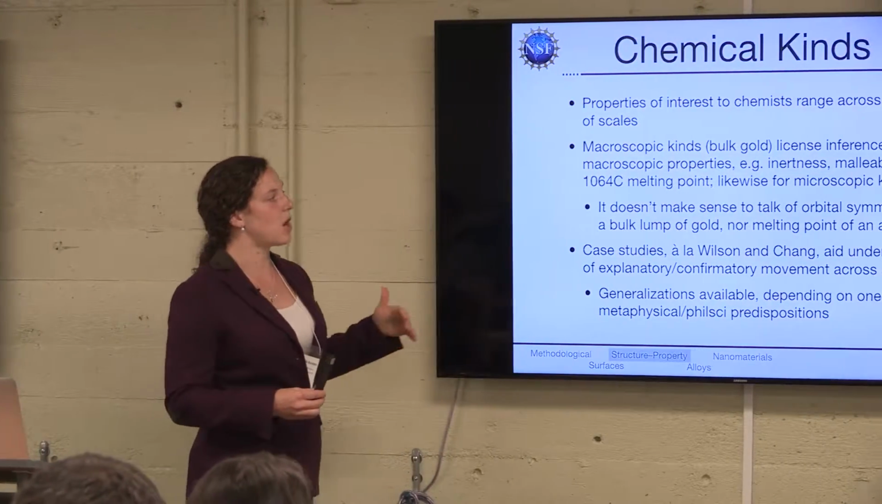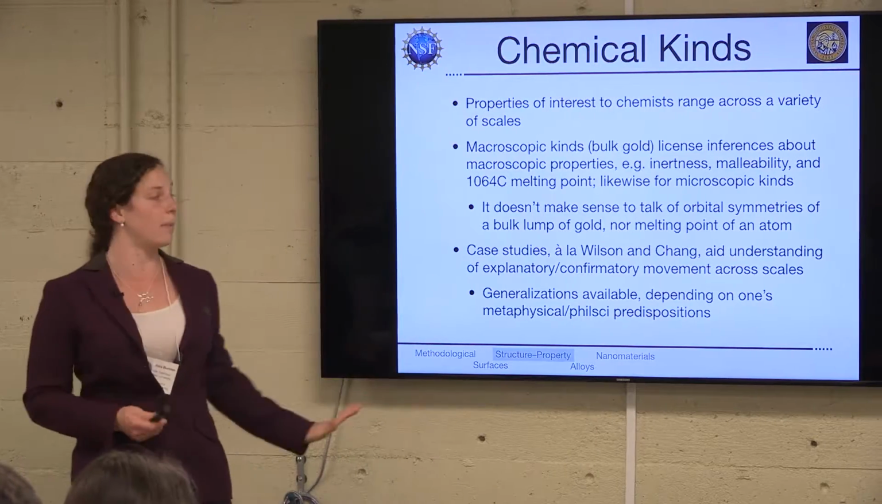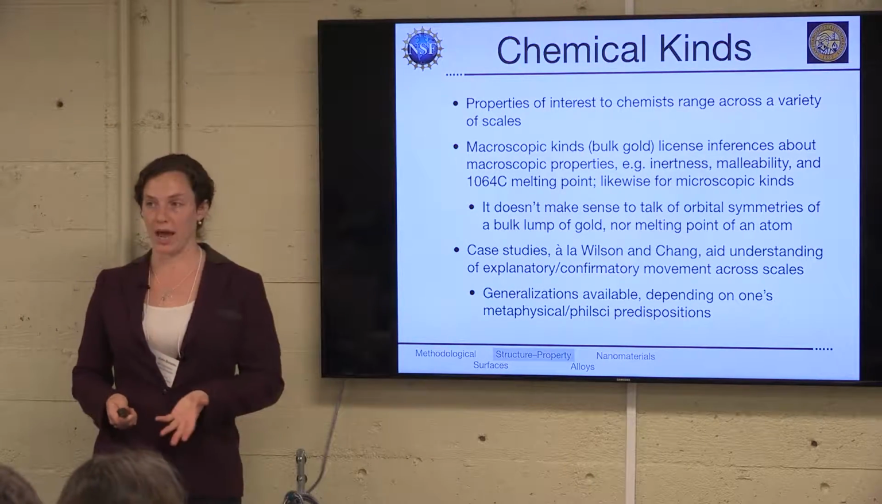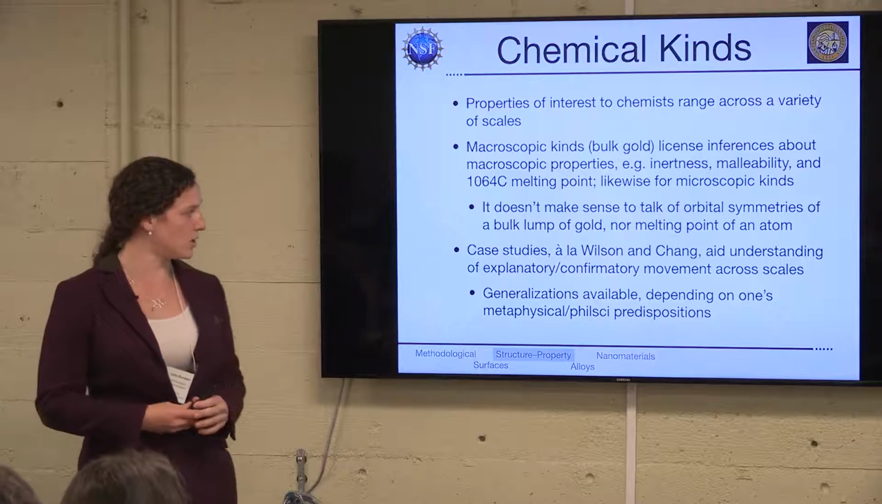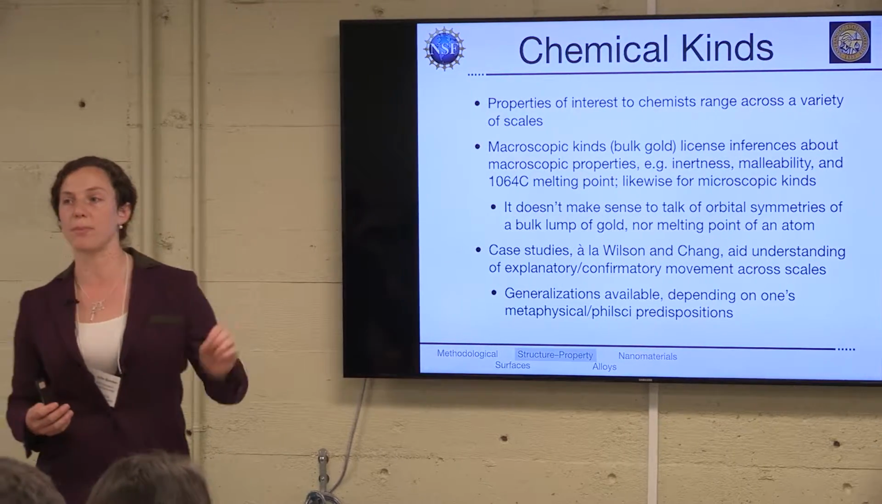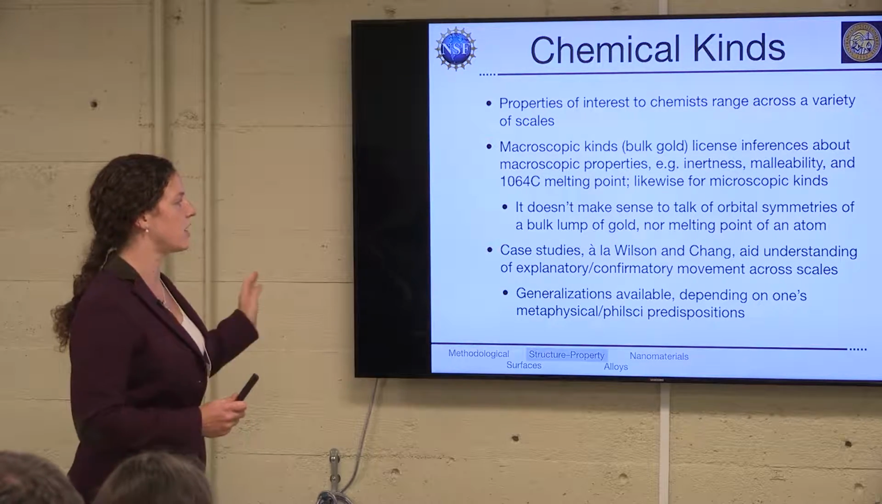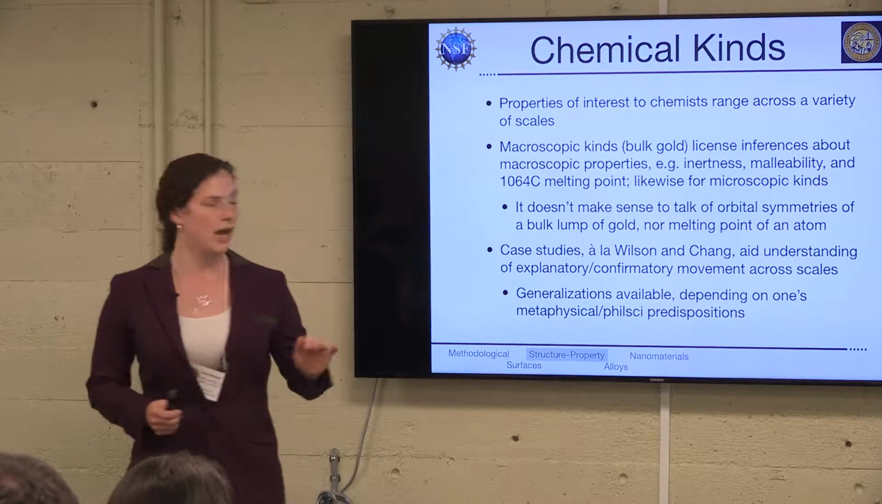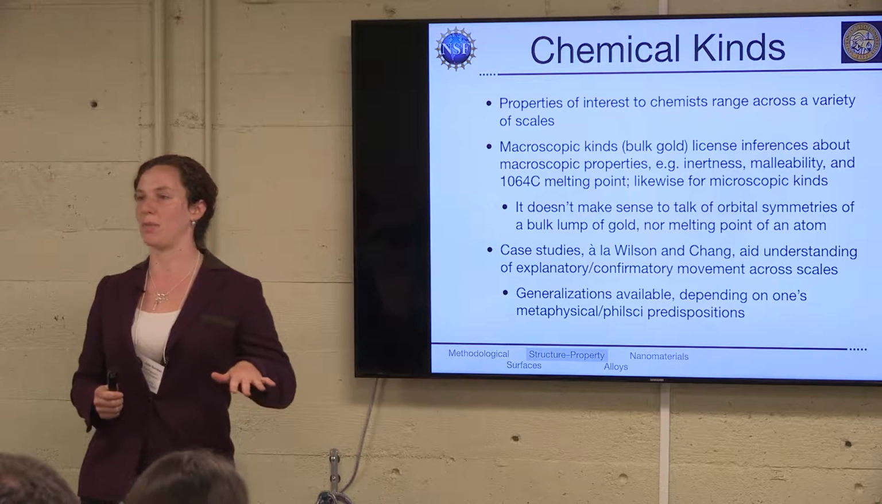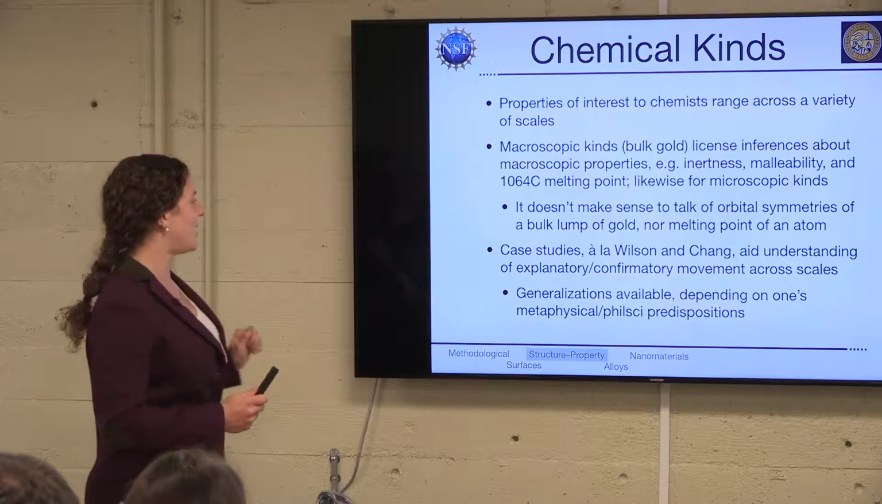It doesn't make sense to talk about things like orbital symmetries, atomic properties of macroscopic gold, nor the melting point of an atom. So this is where we see scale start to enter again, right? This idea that the properties that we're interested in are actually going to index themselves to individual scales. I call that scale dependence. And I actually can't remember if that's going to come up again because I made some of these slides over lunch just now. So we'll find out.